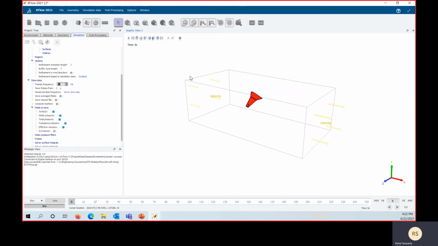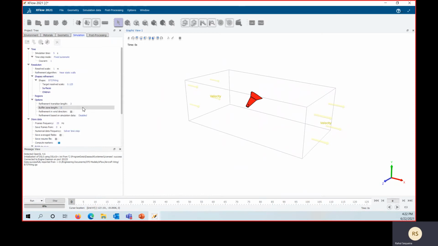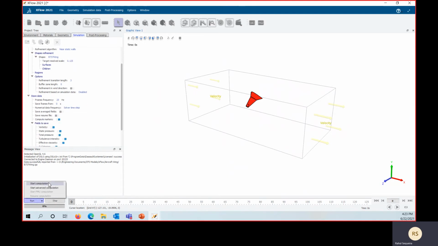After that, you can just give the frames frequency for it. So I would like to give a frames frequency of about 25 hertz. And I'd like to save the frames from the 0th second itself. And you can then ask XFlow to save some files. So for example, I like to save some of the markers, and I like to even save a Q criterion output. And this is basically how quick it is for users to complete an XFlow pre-processing. All that's required now, if you're happy with the simulation, is just to run the simulation, start the computation, and then the CFD solver will compute from 0 to the 25th frame.